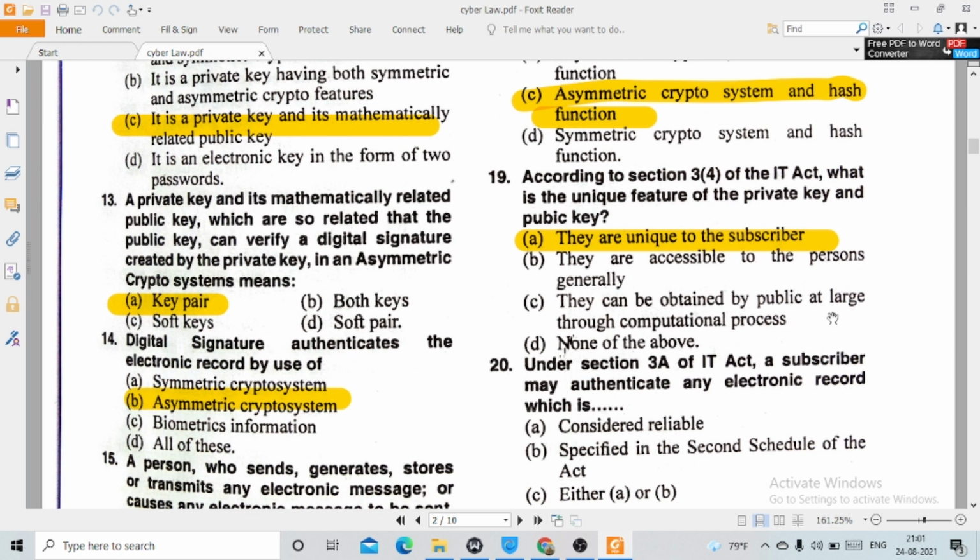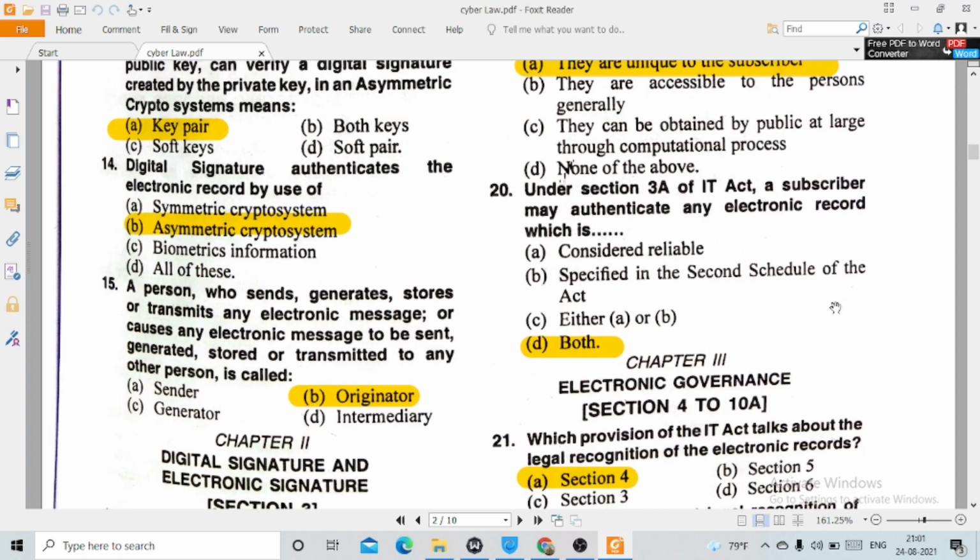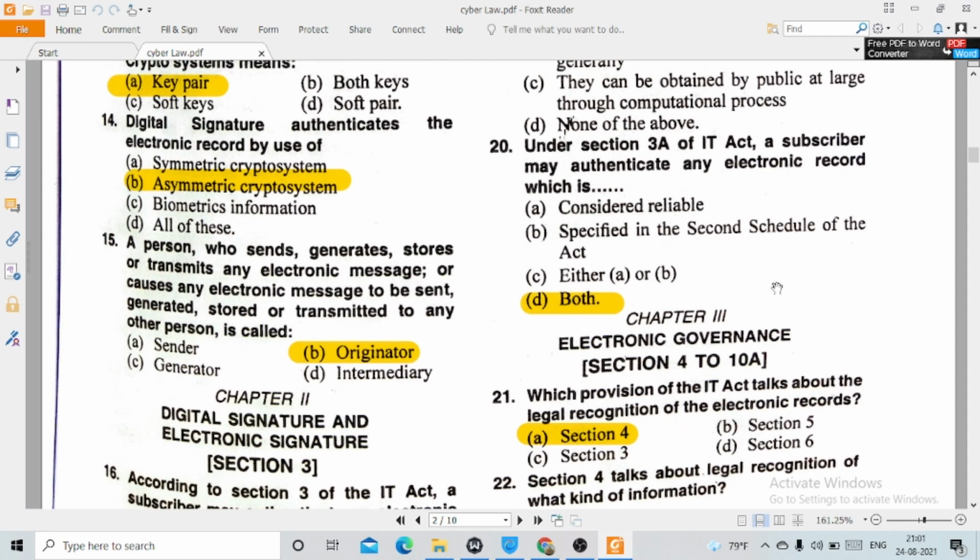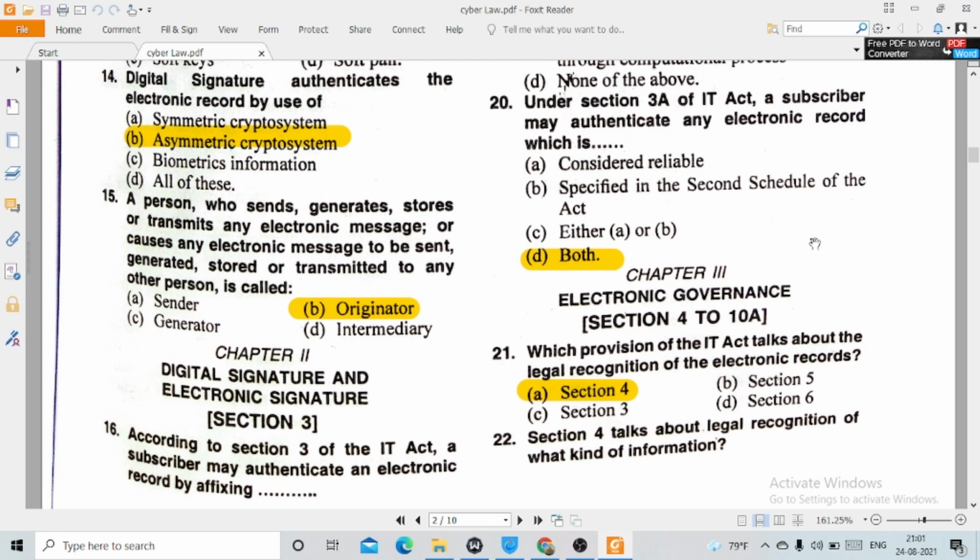Under Section 3A of the IT Act, a subscriber may authenticate any electronic record which is option number D, both considered reliable and be specified in the second schedule of the Act. Now we will be dealing with questions relating to Chapter 3, Electronic Governance, Sections 4 to 10A.